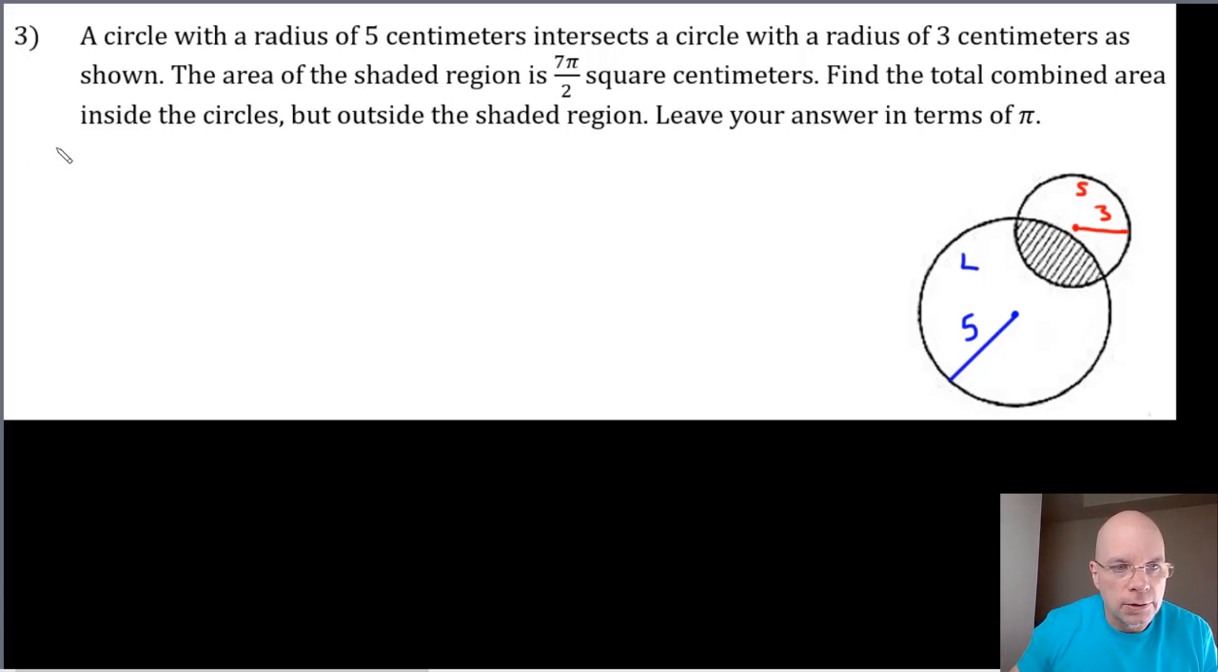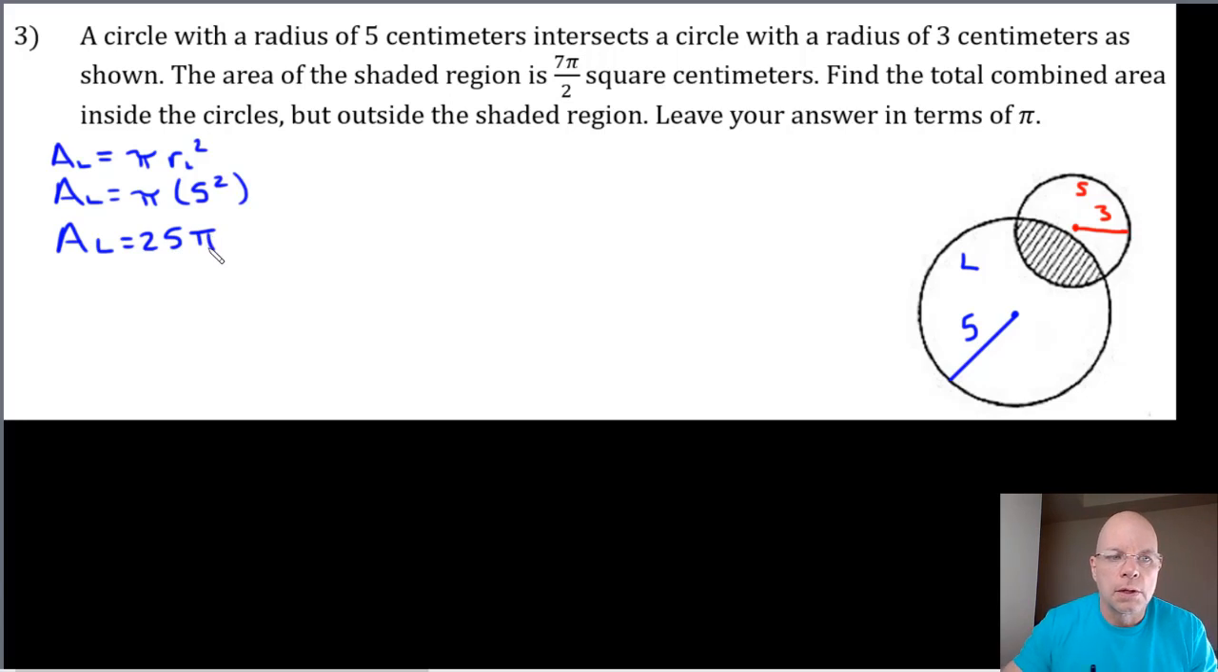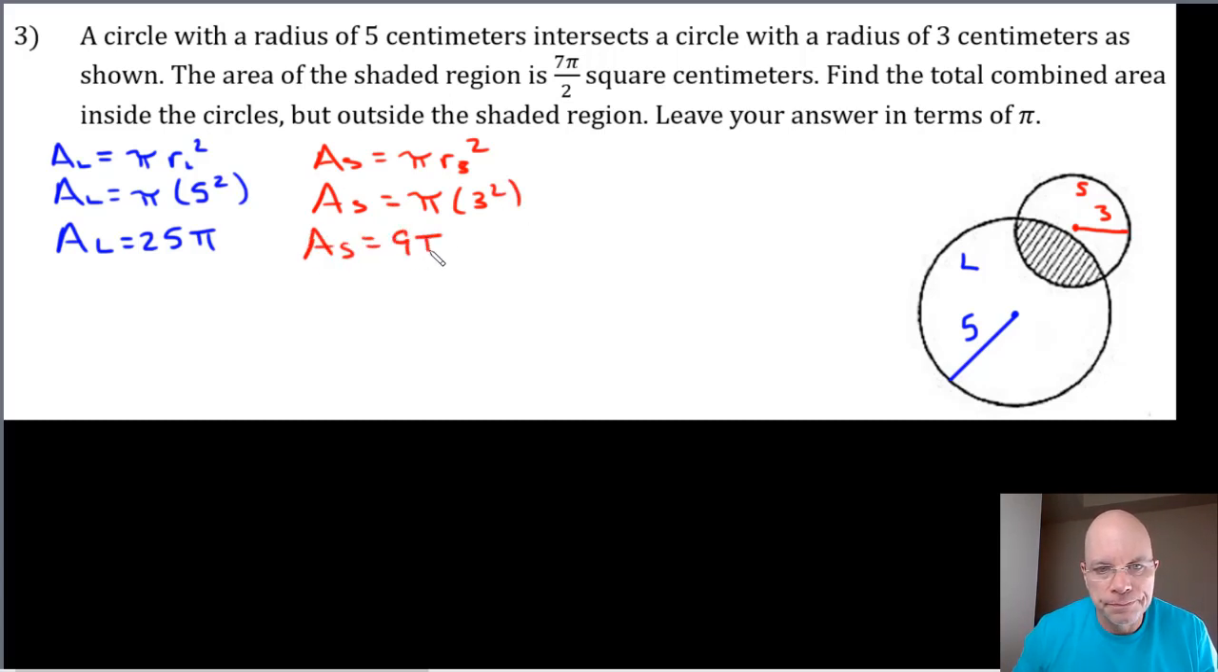The area of the large circle, A sub L, is equal to pi multiplied by the radius of the large circle squared. So the area of the large circle is equal to pi multiplied by 5 squared, or 25 pi. The area of the small circle, A sub S, is equal to pi multiplied by the small radius squared, or pi multiplied by 3 squared. So the area of the small circle is 9 pi.